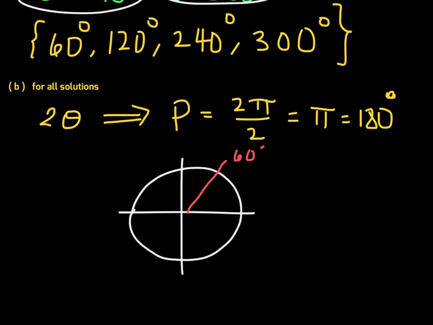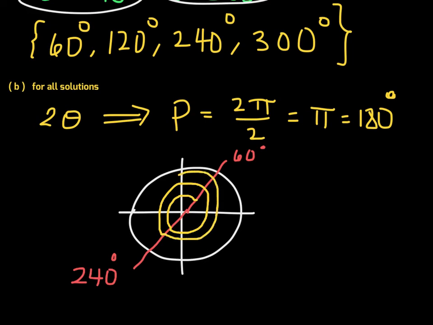Okay, and another one is, watch this, 240 degrees. I'll talk about the other ones in just a second. Now watch this, your period is 180 degrees. So if we start with 60 degrees, that's one of our solutions, and we move 180 degrees from there, we hit another solution, which is 240 degrees. If we go 180 degrees from there, we hit another solution, because these are periodic functions. Another 180 degrees, another solution, and so on.